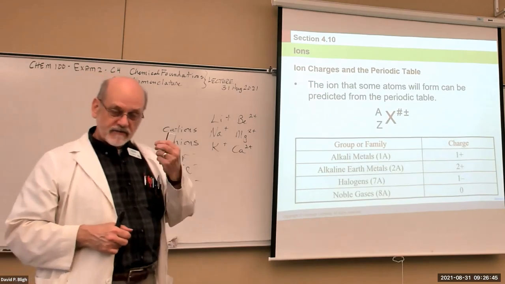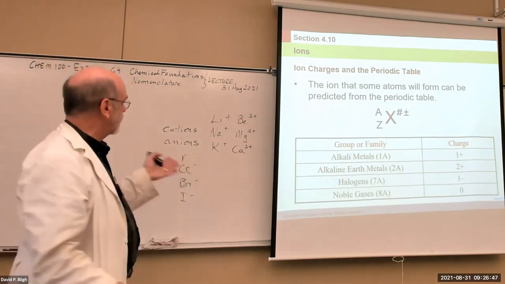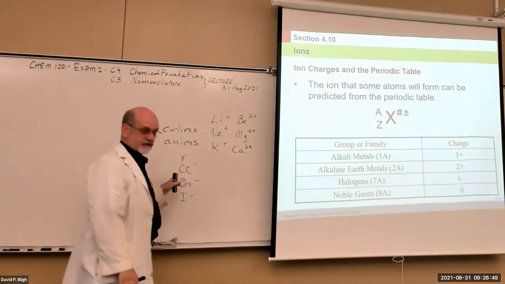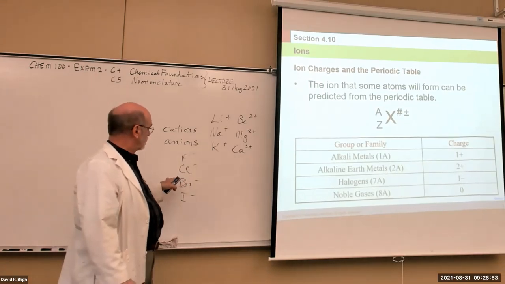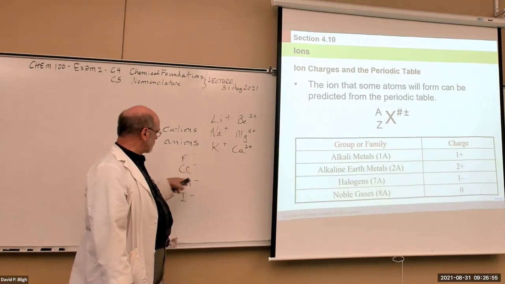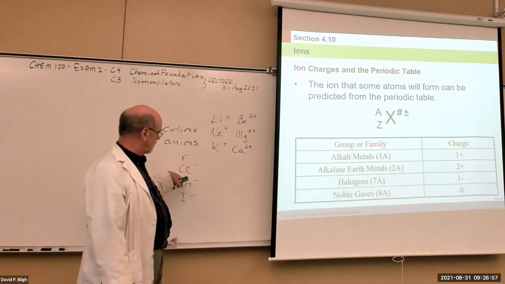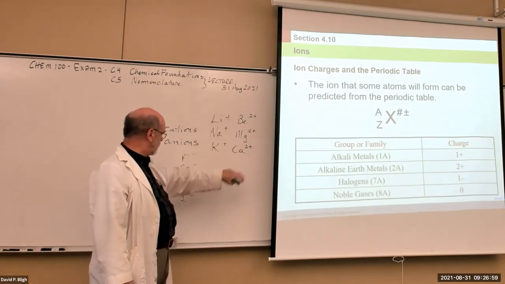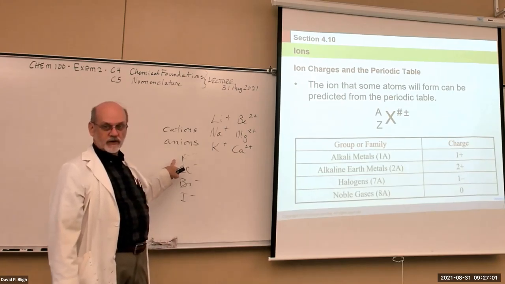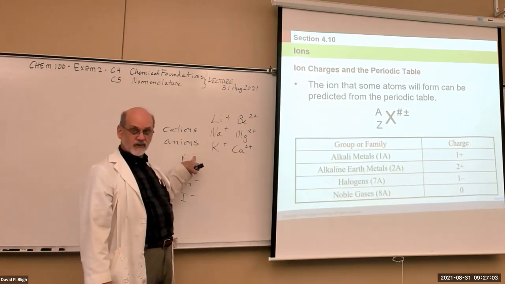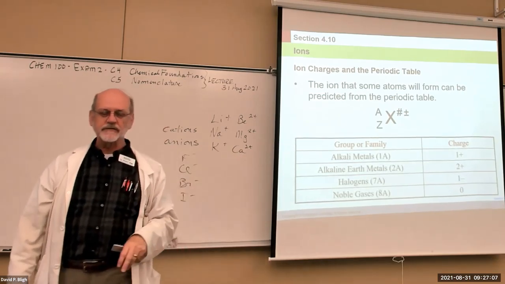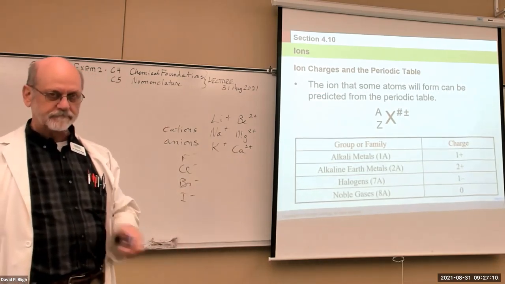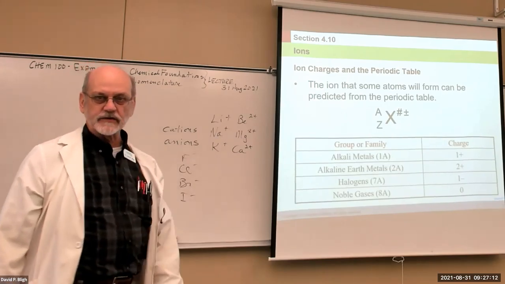So since they do that, then if you combine one of these metals with one of these, you know the charge that they're going to form, right? Sodium, one sodium always combines with one chlorine. Or one calcium always combines with two fluorines, right? Because you need two minuses to make up the difference of two pluses. All compounds that form are neutral. So we have to balance the charges.